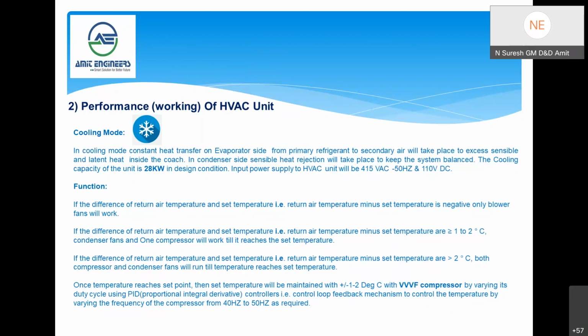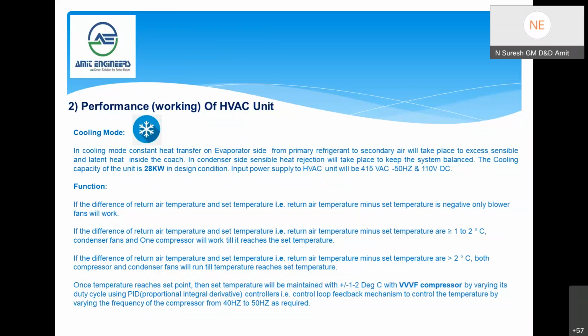Yeah, the first one is the cooling mode. In cooling mode, constant heat transfer on the evaporator side from the primary refrigerant to the secondary air will take place to remove the excess sensible and latent heat inside the coach. And on the condenser side, sensible heat rejection will take place to keep the system balanced. The cooling capacity is 28 kilowatt. Input power is 415 volt, 50 hertz, 110.